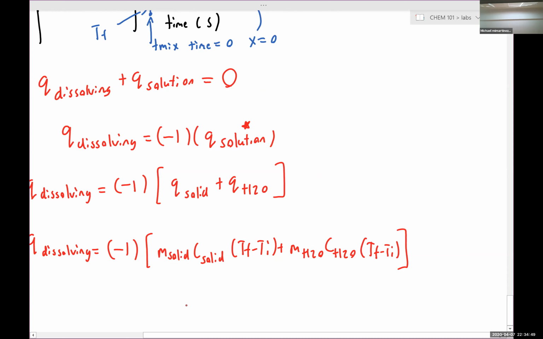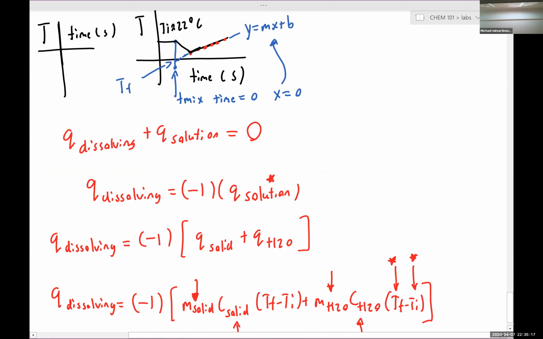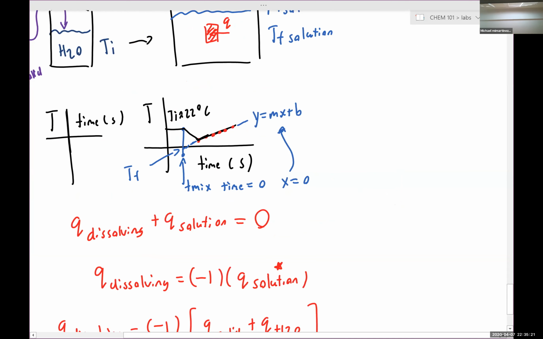There we go. So we're accounting for the heat released from both our water and our solid during this dissolving process. And we've measured T initial, and we will measure T final graphically, and we will be able to, from our simulations, record the mass of each of our components, and the specific heat of our solid and water are given in your lab manual. So we have all the data we need to calculate the heat absorbed when we dissolve our ammonium nitrate.